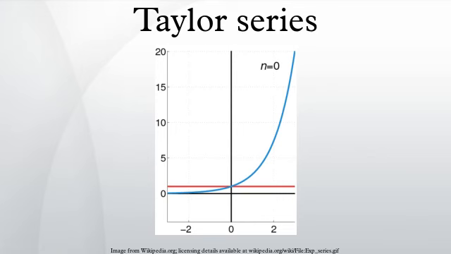Taylor series in several variables. The Taylor series may also be generalized to functions of more than one variable. For example, for a function that depends on two variables, x and y, the Taylor series to second order about the point is, where the subscripts denote the respective partial derivatives.